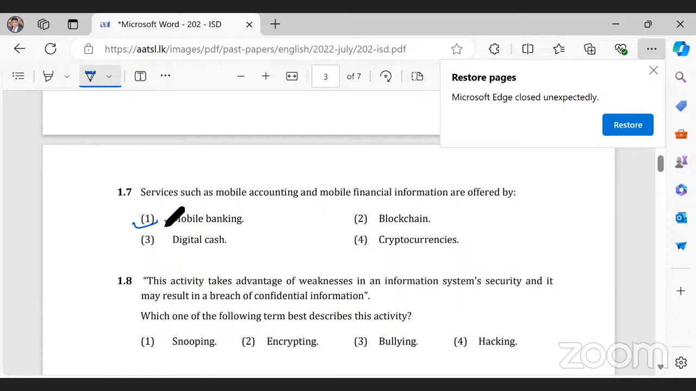This activity takes advantage of weakness in an information system's security, and it may result in a breach of confidential information. Which one of the following terms best describes this activity? It takes advantage of weakness in the information system. For that, deep analysis of the weakness of the system is required. Snooping, encrypting, bullying? The threat is hacking.